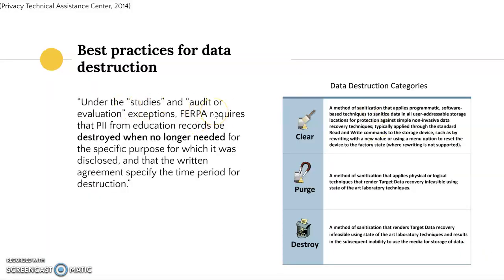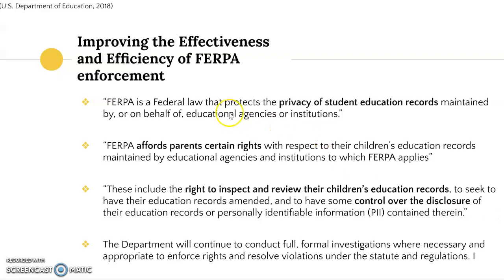So under the studies, audit, or evaluation, there could be some exceptions. FERPA requires that the PII from education records be destroyed when no longer needed. So like I mentioned, if they're done and not being used, you can destroy it. Here are some data destruction categories: clearing, purging, destroying. So especially the online stuff, making sure that is safe as well. So effectiveness and efficiency, making sure privacy of education records is maintained.